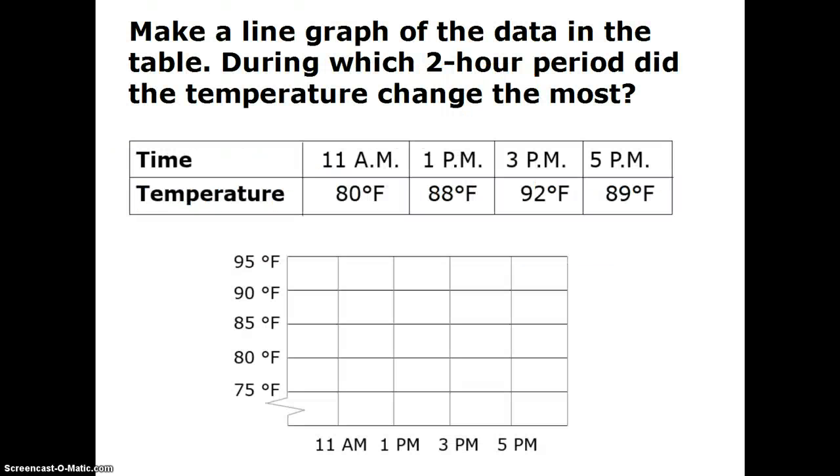So we need to make a line graph of the data in the table, and during which 2-hour period did the temperature change the most? That's the question we're trying to answer. During which 2-hour period did the temperature change the most?